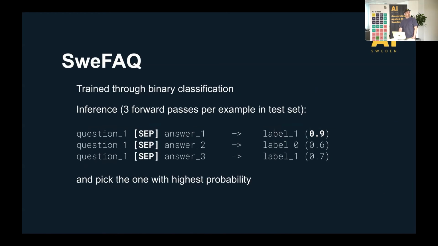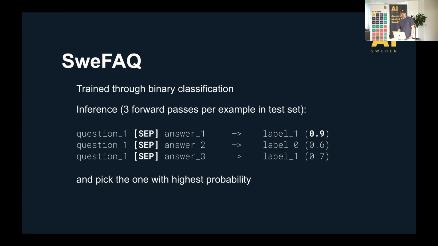So yeah, trained through binary classification, but when evaluated on the test set, it was done as 3 forward passes, because you take the question that you want to know if it's answered or not by answer 1 here, and you do the same for all of the answers, and you predict and select as the prediction the label with the highest score. So here, for example, you see both answer 1 and answer 3 the model thinks is the right answer, but apparently answer 1 was slightly higher, so that would be our final guess.